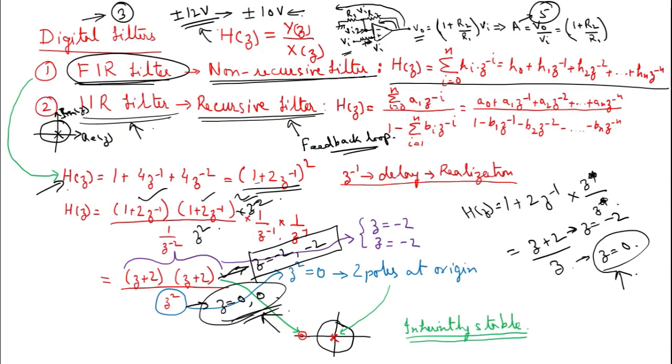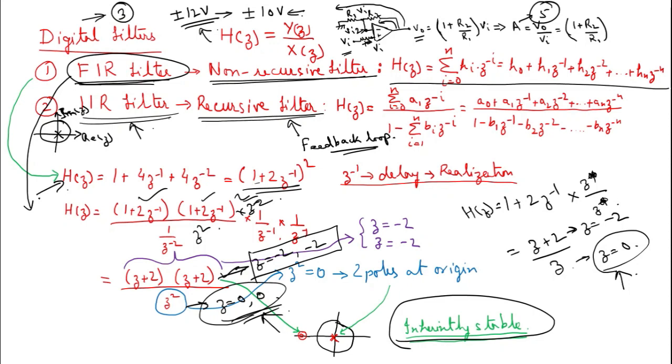And since FIR filters always have poles at the origin, they are inherently stable. If you see, inherently stable. The FIR filters are inherently stable in nature. Okay. Are you getting my point? So this is not the case with the IIR filter.